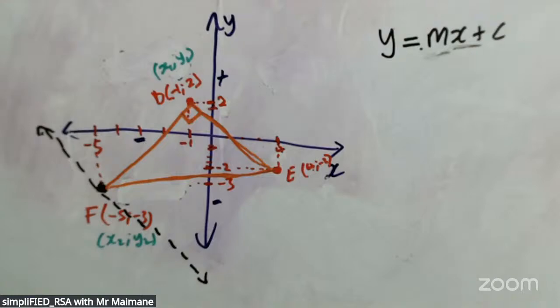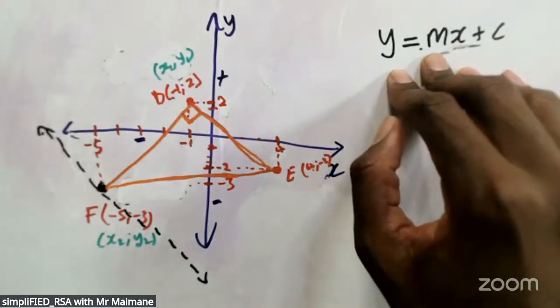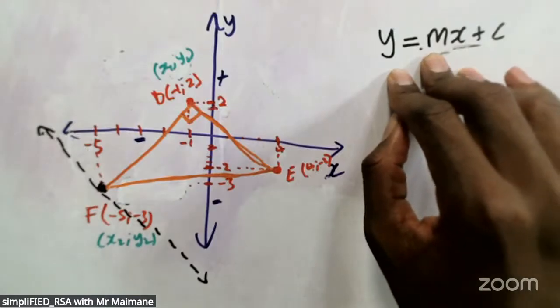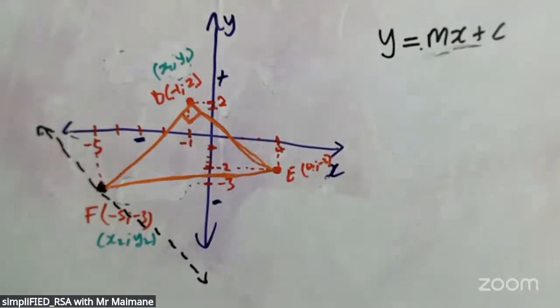Still, because a straight line is in this form. A straight line, we call it a linear function. A linear function is by definition like this.